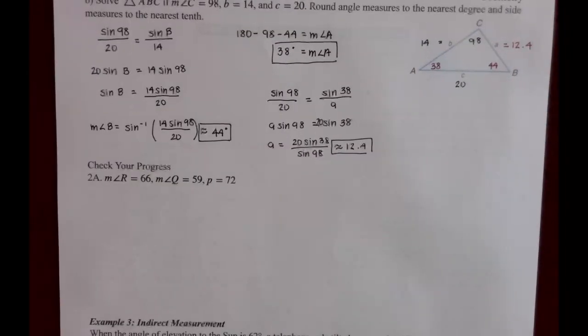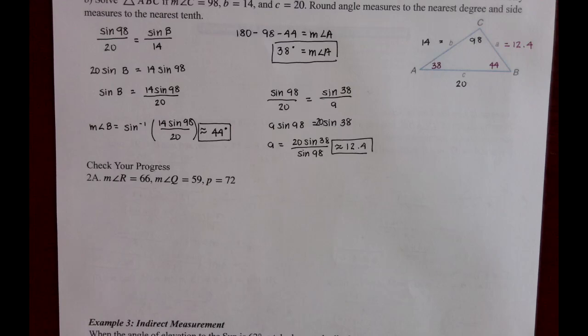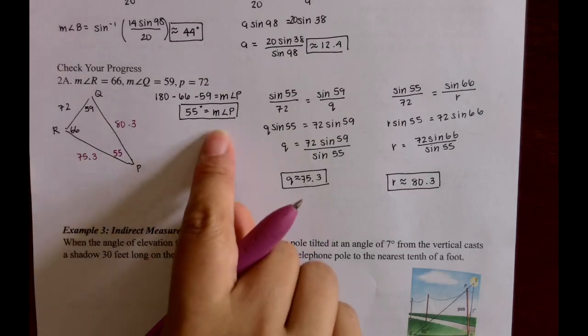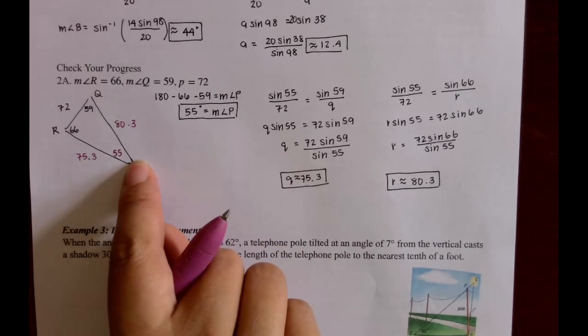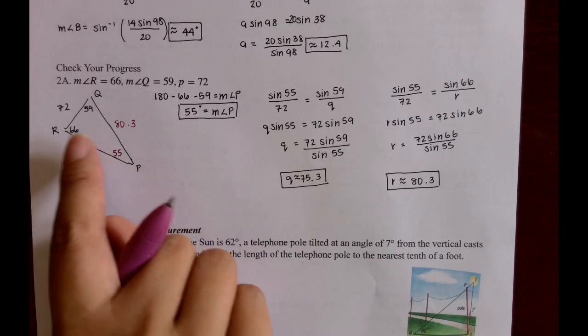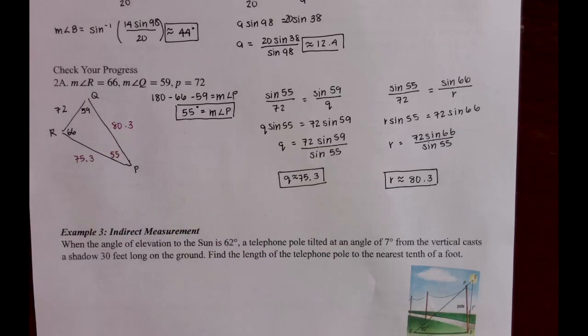Okay, so why don't you try the next problem on your own, and then once you're done, come check your answer. Okay, you should have gotten that the measure of angle P is 55 degrees, that the side length of Q is approximately 75.3, and the side length of R is 80.3. If you got that right, you can move on to our last example. If not, here is your explanation.